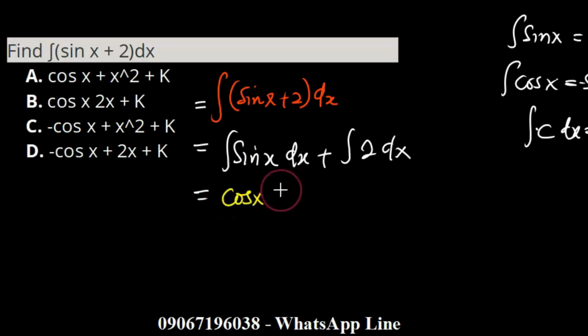Okay, and then if we integrate this, 2 is going to give us 2x. So all of this is going to become 2x plus c. So the answer to this question, you can see plus c or plus k, which is a constant.